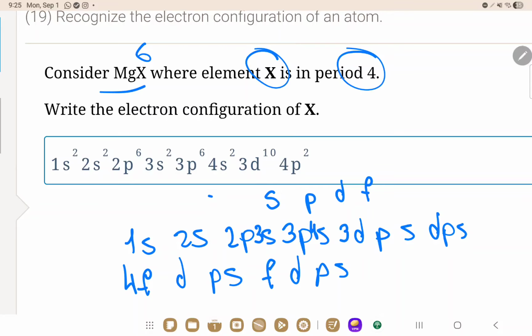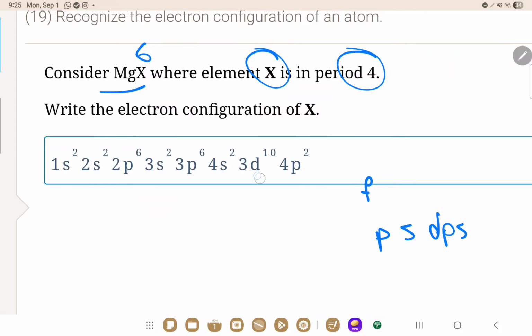Now s always has a superscript of 2. p always has a superscript of 6. d always has a superscript of 10. And f always has 14. But we're not going to reach f so far. Now, to write selenium, which is 34, it has 34 electrons.